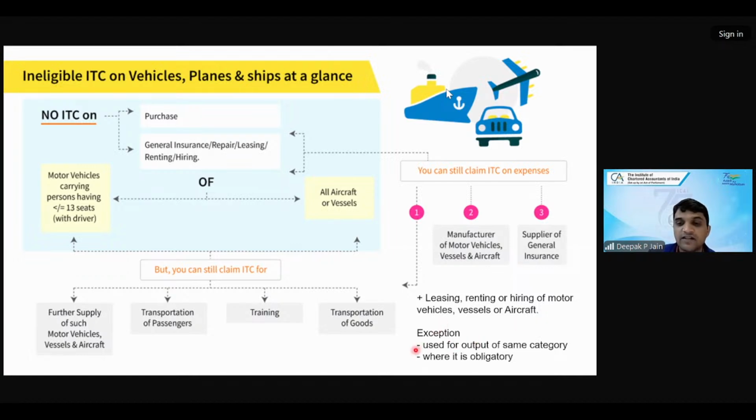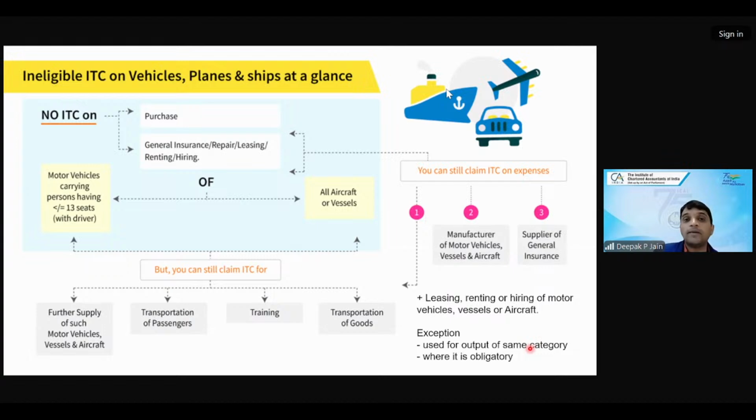The exception is when it is used for output of the same category. That is, you are taking it on lease and you are giving it on lease to somebody else. If you are into the leasing business, and taking lease from somebody else, then credit will be available. But in all other cases, you will not get it. So if you are renting a car, taking it from somebody on rent, then that credit will be available.